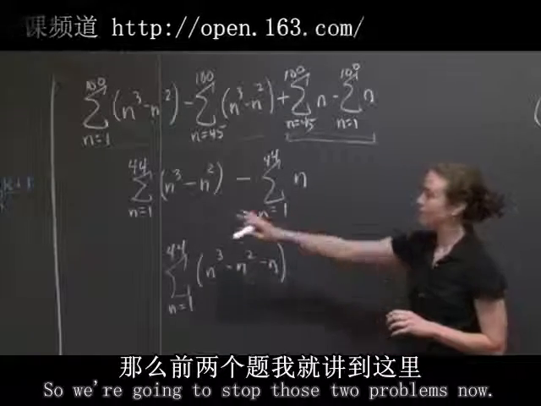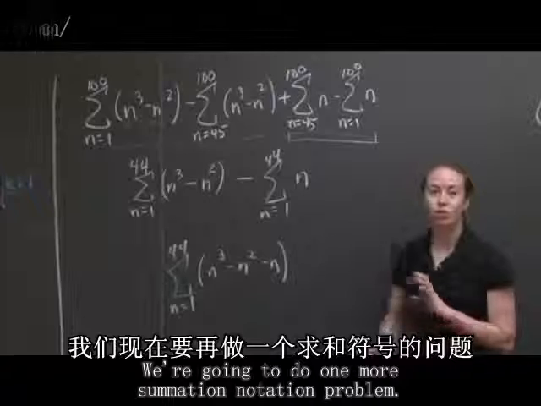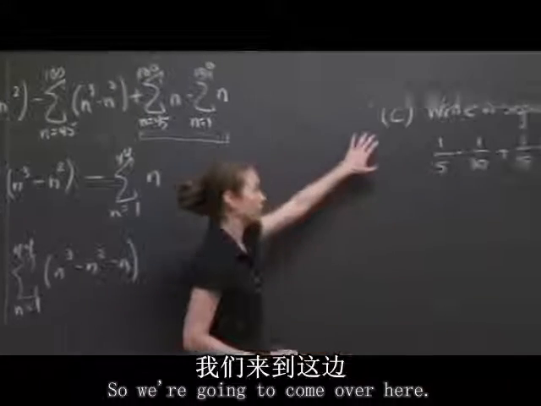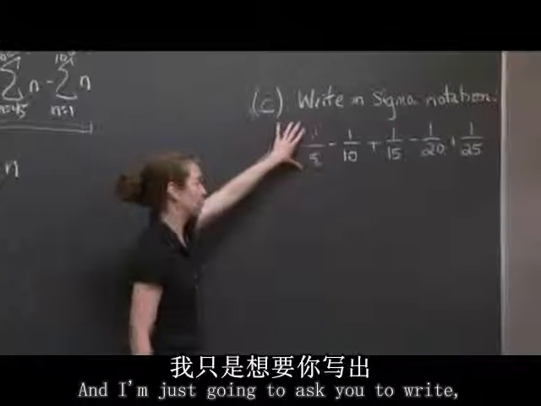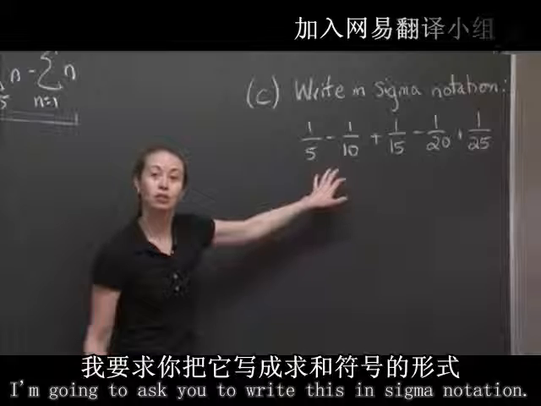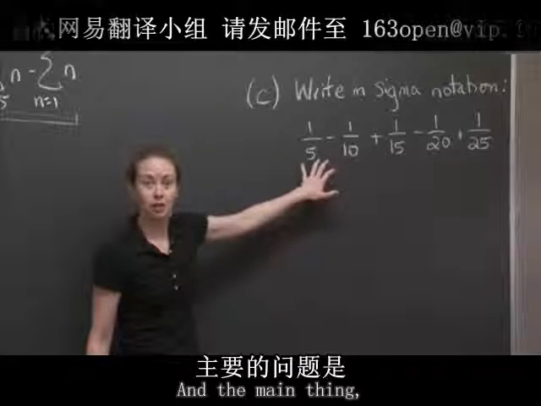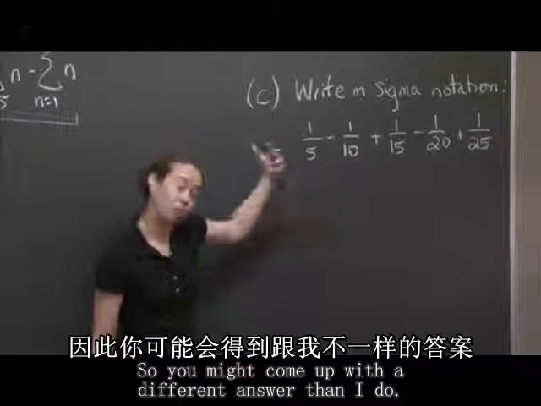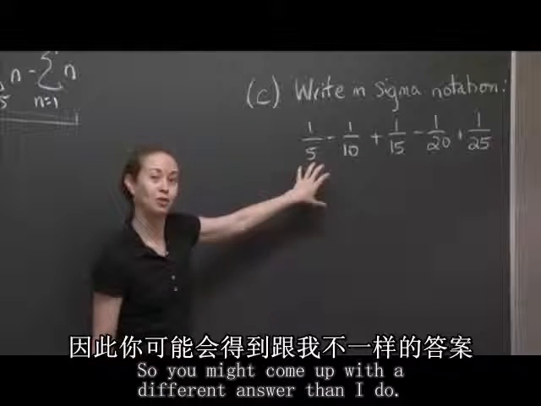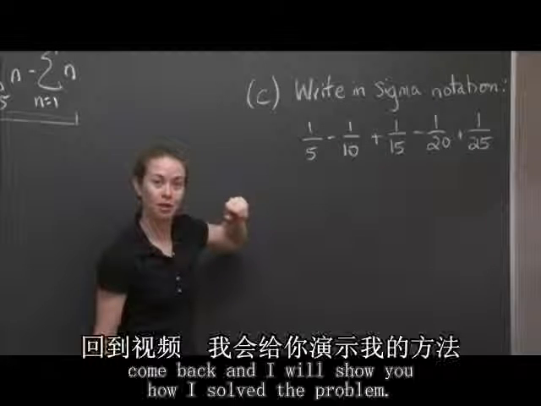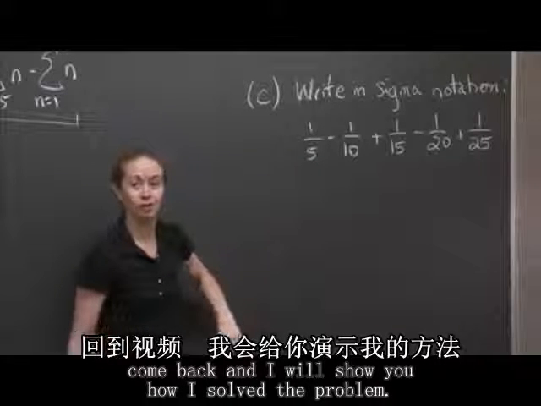So we're going to stop those two problems now, and we're going to do one more summation notation problem. So we're going to come over here, and I'm just going to ask you to write, this is a sum of 5 terms. I'm going to ask you to write this in sigma notation. And the main thing, there will be multiple ways to do this. So you might come up with a different answer than I do, but I'd like you to work on it for a few minutes. And then when you feel confident, come back, and I will show you how I solve the problem.